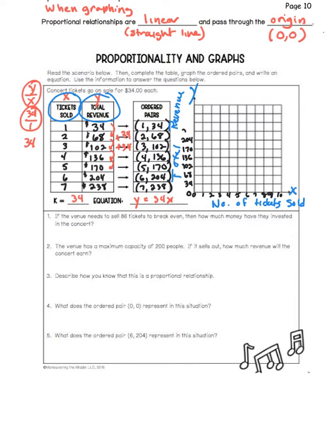So for our purposes, I'm going to stop here, and then we're going to graph an ordered pair for each one of those. So my first ordered pair is 1, 34, so I'm going to go right 1 for the X value and up 34 for the Y value. The second ordered pair is 2, 68, so I'm going to go over to the right 2 and up 68. And I'm going to continue that for all of the ordered pairs.